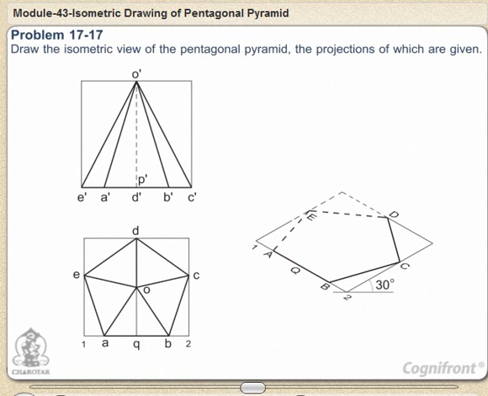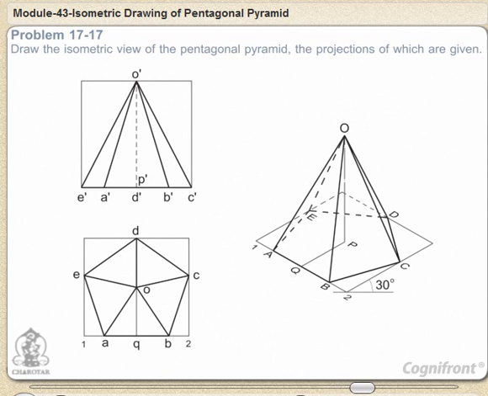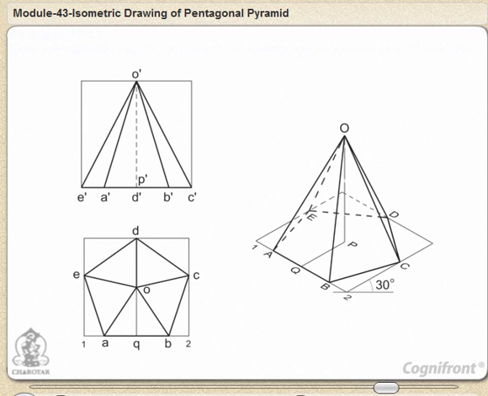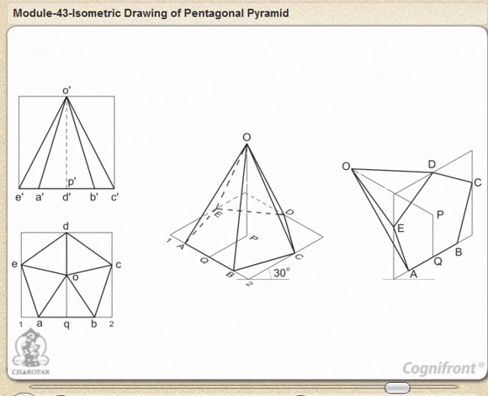From Q, draw a line QP equal to QO and parallel to 2C. At P, draw a vertical OP equal to O'P'. Join O with the corners of the base, thus completing the isometric view of the pyramid. The figure shows the isometric view of the same pyramid with its axis in horizontal position.